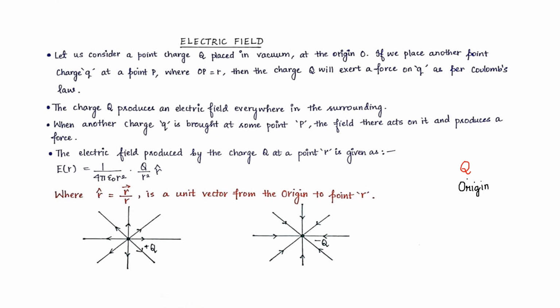Now, this is our another charge, small q, which is brought near to this capital Q charge. Now they are at a distance of r, centimeter or meter, whatever we want to take as the unit. So they are away with a unit distance of r. Now this small q will feel a force from capital Q. There will be a force on small charge q due to capital Q.